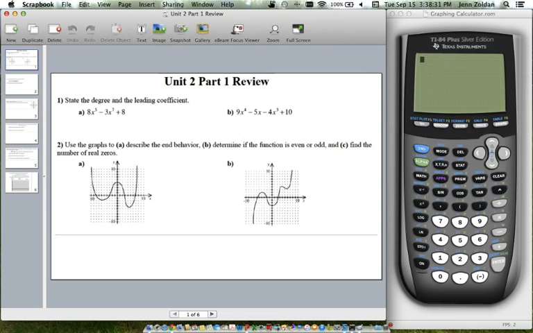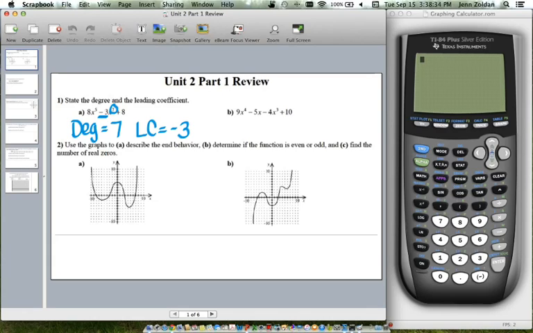So number one says to state the degree and the leading coefficient. Your degree is your highest exponent, and your leading coefficient is the number in front of the variable with the highest exponent. So for letter A, your degree is 7, since your highest exponent is 7, and your leading coefficient is the number in front of that, which is -3.